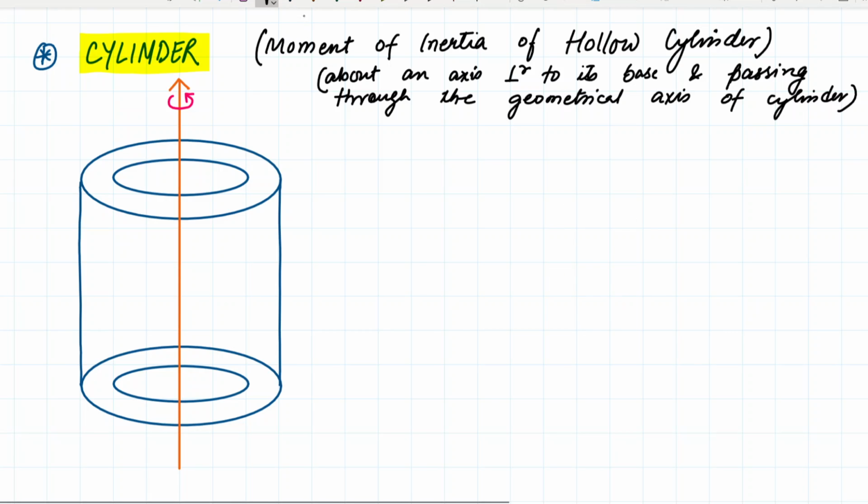So let's suppose that this is the z-axis, and we are interested in finding out the moment of inertia with respect to the z-axis, which is perpendicular to the base and passing through the geometrical axis. Let's suppose the inner radius is r1 and the outer radius is r2.